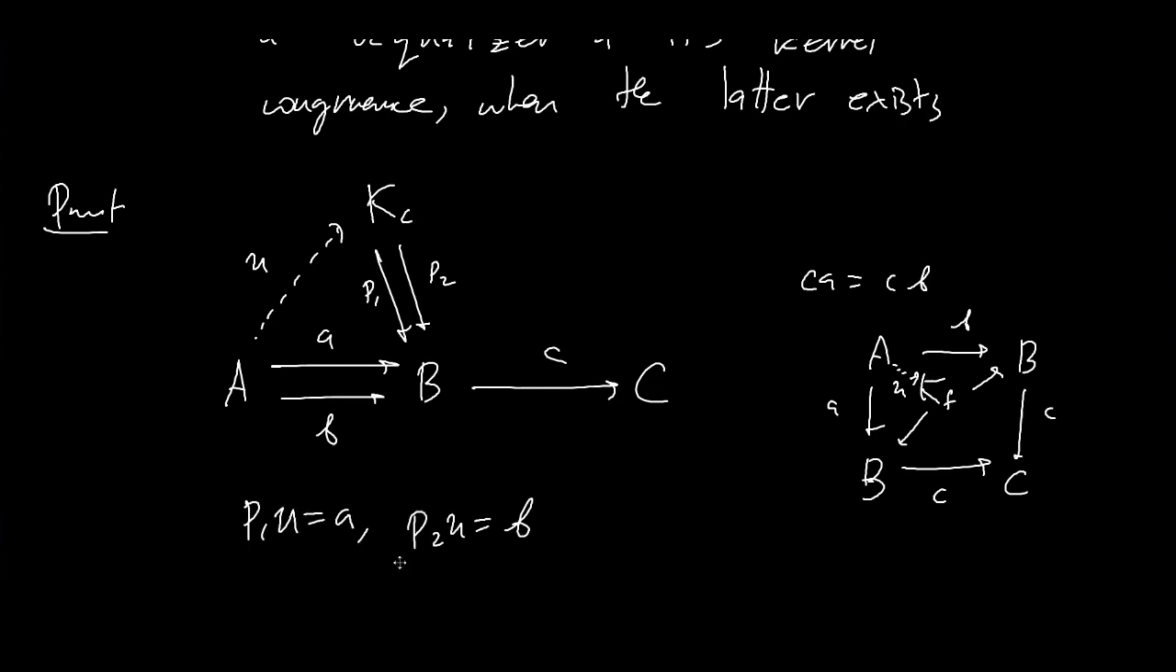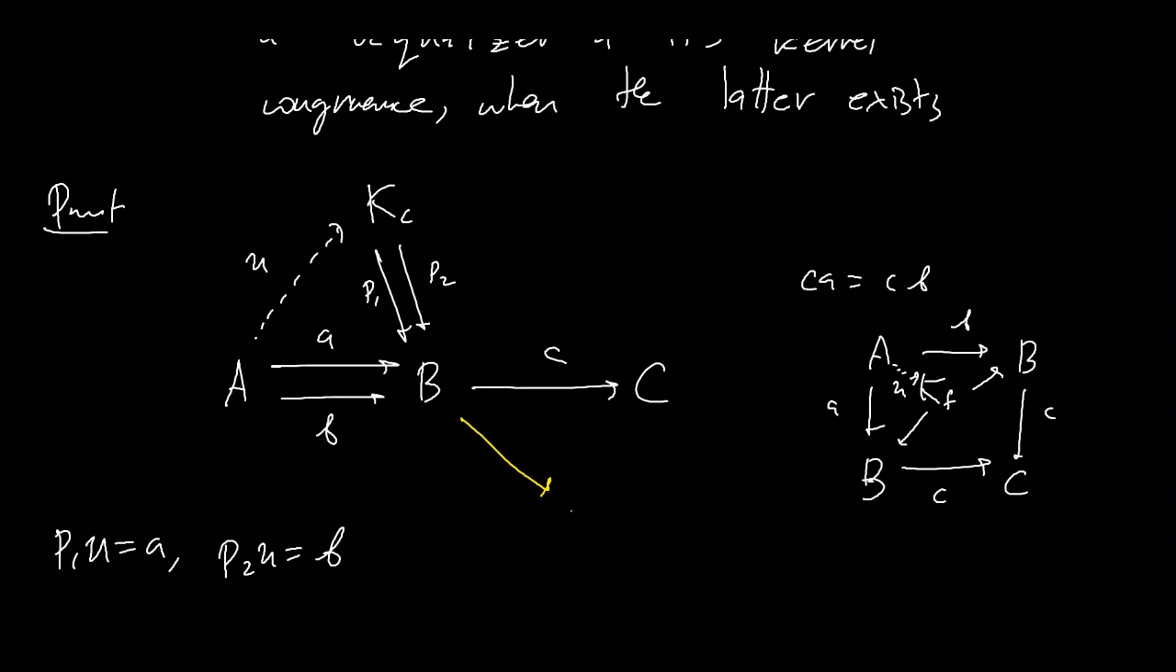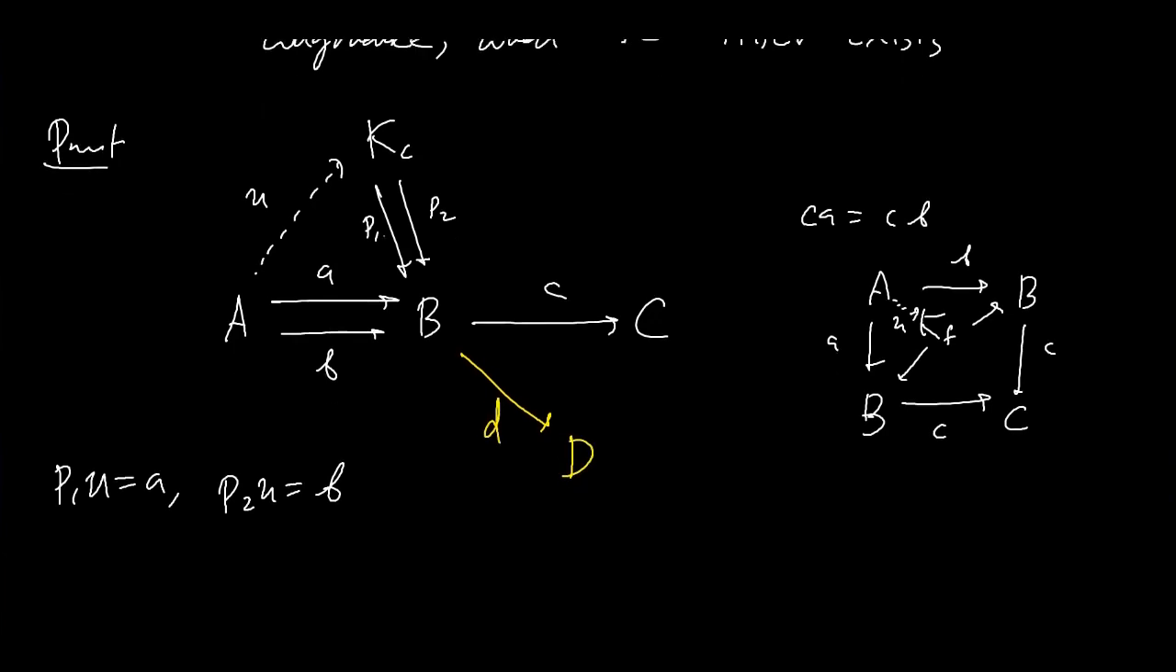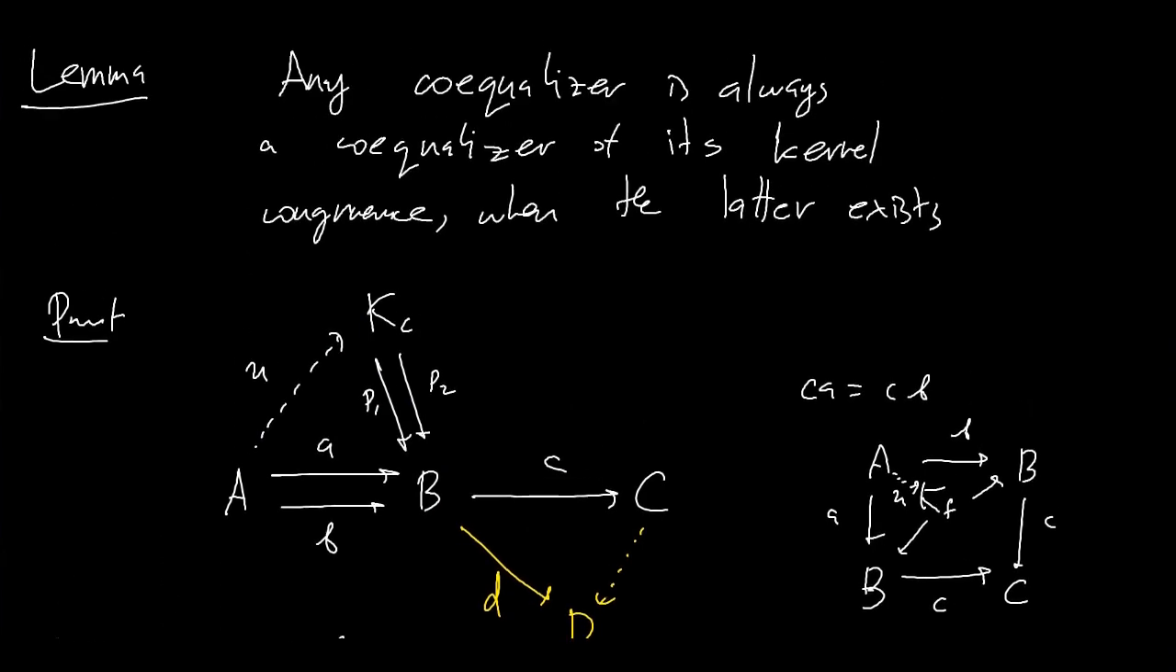How? It's very easy. If I have another morphism that makes P1 and P2 equal, that makes these two equal, because of this, it will also make those two equal. And then I'm going to use the fact that C was a co-equalizer of those and get the unique morphism here. So every co-equalizer arises by quotienting out the kernel congruence.